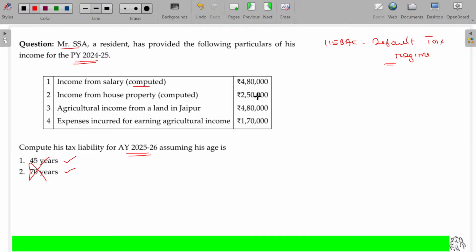Income from salary 4 lakhs 80 taxable. Income from house property 2 lakhs 50 taxable. Agricultural income from a land in Jaipur, this is agricultural income, actually not taxable. Expenses incurred for earning agricultural income: if the income is not taxable, expenses related to that are also not considered for the taxability.